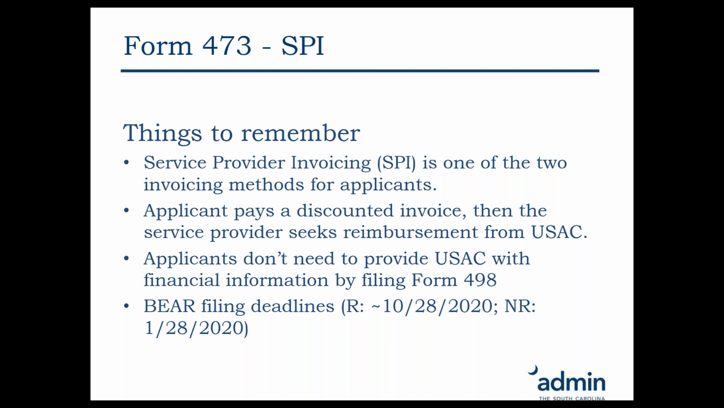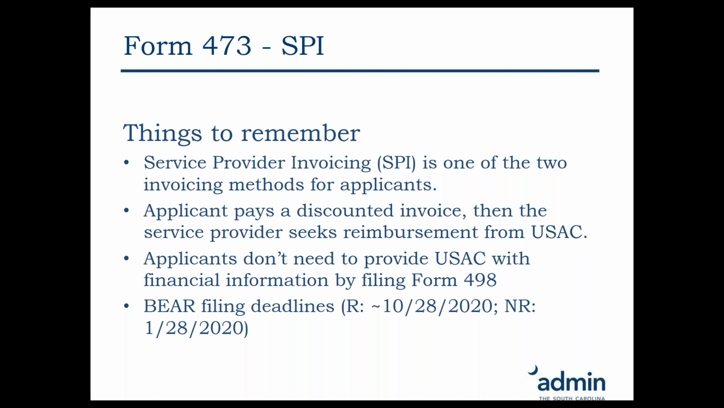The key thing to remember about service provider invoicing, as the name suggests, is that the service provider is going to bear all the administrative burden of filing the reimbursement to USAC. So the vendor, the service provider, is going to submit to the applicant, you guys, a discounted invoice. If the total project cost is $10,000, for example, and the library system has a category 2 discount rate of 85%, the vendor will submit a discounted invoice to the library for $1,500, or 15% of that $10,000 total project cost.